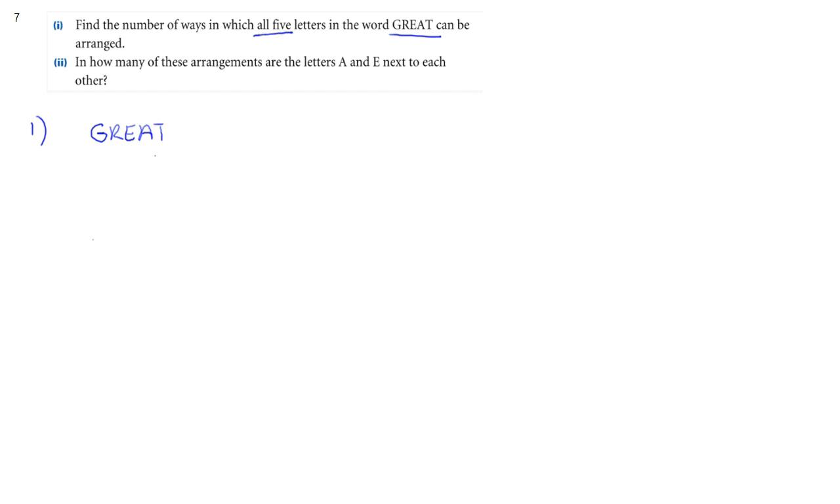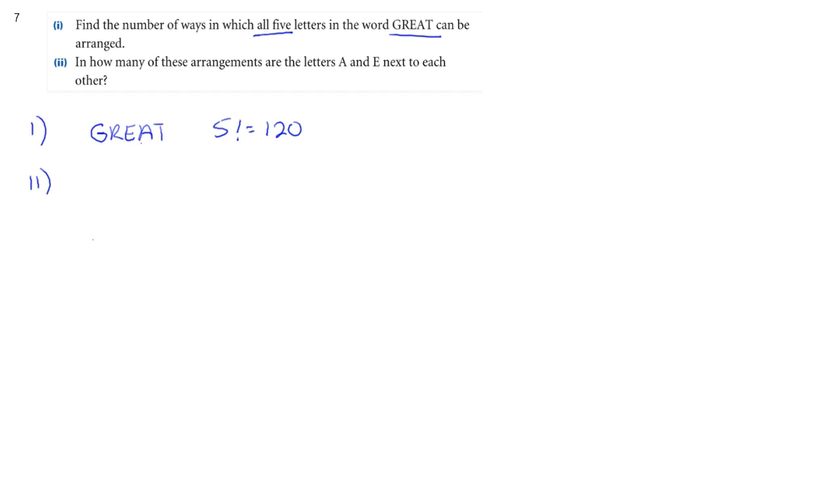And all we've got to do when we've got unique things and we're arranging them is do a number factorial. So in this case, it's 5 factorial, which is going to equal 120 ways.